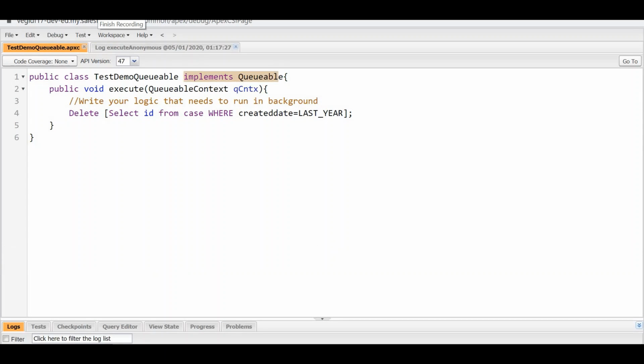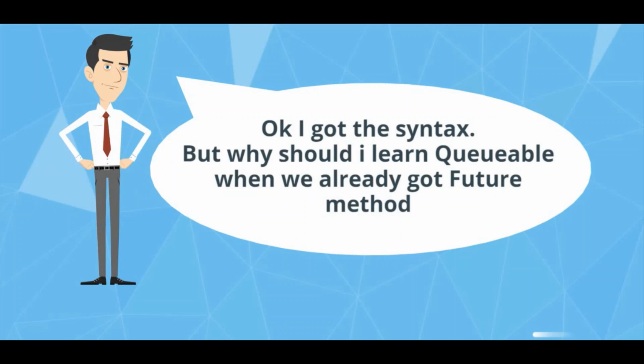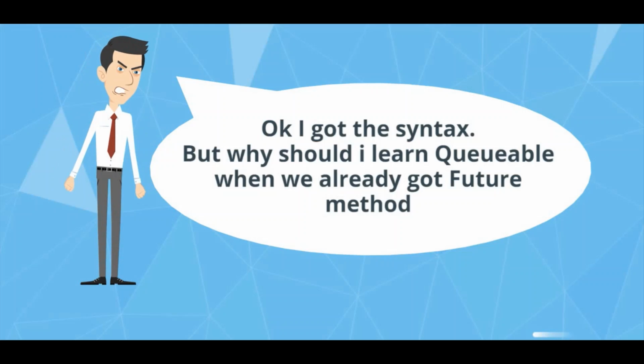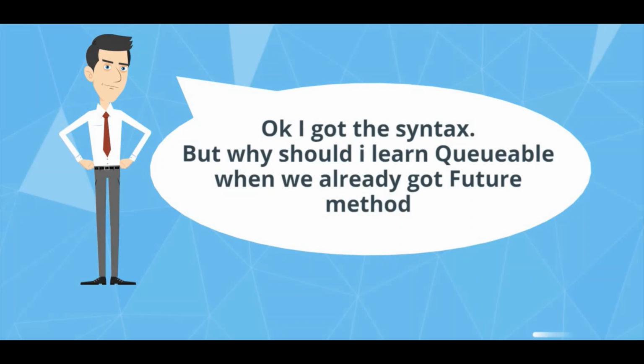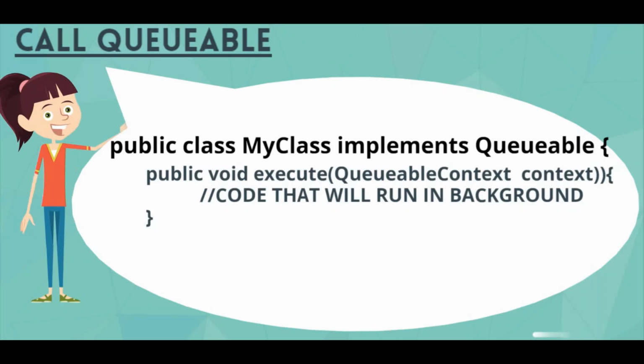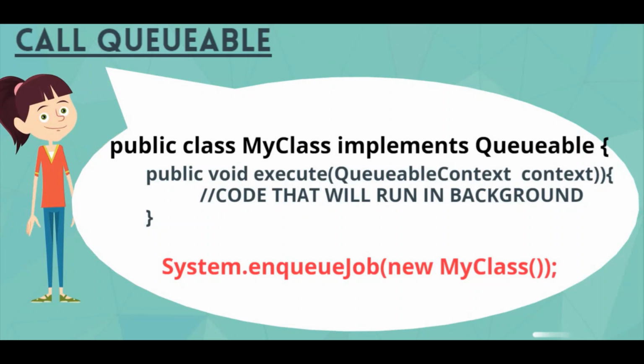As easy as that. Okay, I got the syntax, but why should I learn Queueable when we already have the future method? Okay, wait, just before that we need to understand how to call a Queueable class. This is a Queueable class where we have an execute method inside. If you want to call this class, then we need to write System.enqueueJob and new and the class name. So my class is the Queueable class. You can call System.enqueueJob from any of your Apex classes or from execute anonymous, etc.